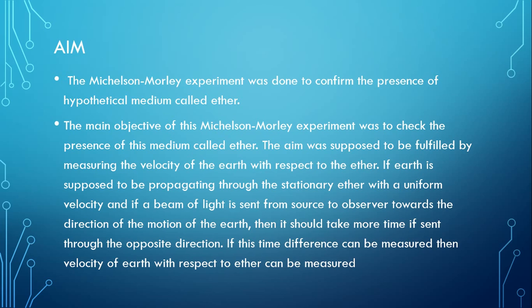If the earth is propagating through the stationary ether with a uniform velocity, and if a beam of light is sent from the source towards the direction of the motion of the earth, then it should take more time than if sent in the opposite direction. If the time difference can be measured, then the velocity of the earth with respect to ether can be measured.